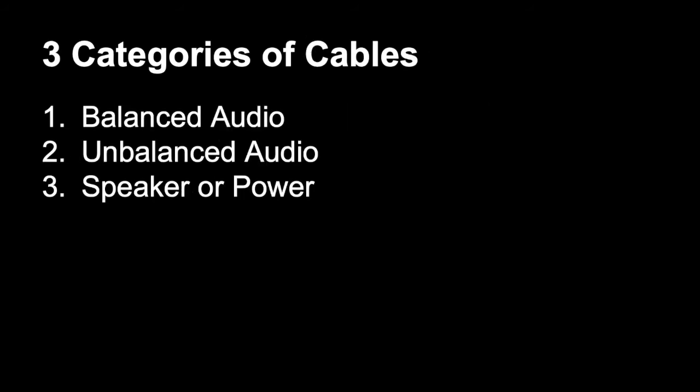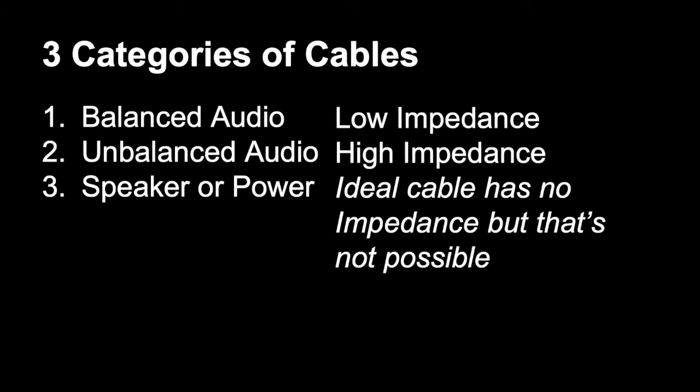That leads us to the three categories of cables. We have our balanced audio cable, our unbalanced audio cable, and our speaker or power cables. So let's break that down. In relation to impedance, we know that balanced is low impedance. Balanced means low resistance, whereas unbalanced is going to be high impedance. In relation to our speaker level, we'd like no impedance. We'd like to be able to put 100 watts down the line and have it not converted to heat, but we know that that's simply not possible.